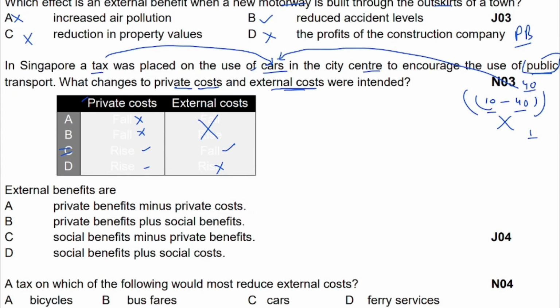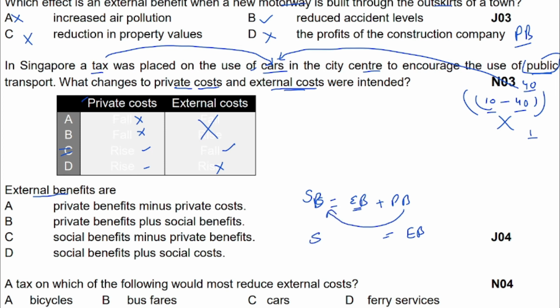The second last question of this video is about external benefits. You must remember the basic formula: social benefit is equal to external benefit plus private benefit. Since the examiner is asking about external benefits, you have to find the value of this variable. So external benefit will be equal to, now you will have to move private benefit to the other side.